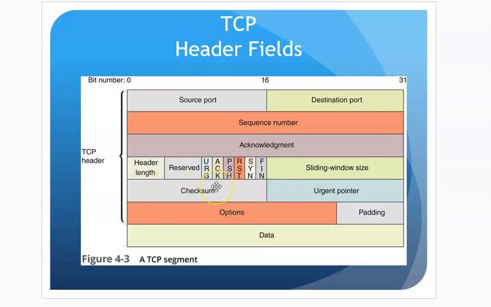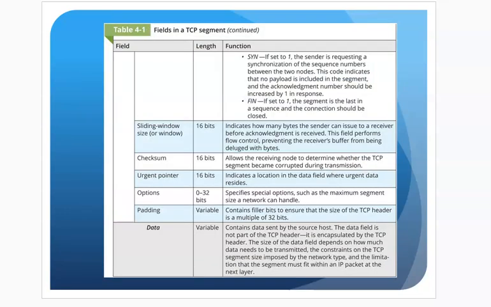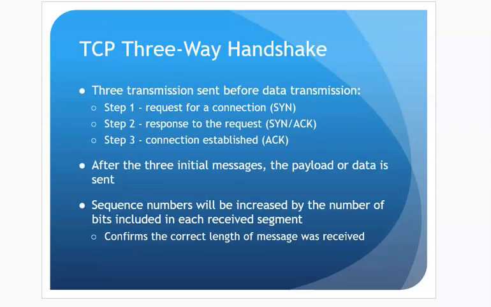Checksum is a basic error check on the data. Before I send, I do a quick calculation, put that number in there, and the receiving end does the same thing. If they come up with the same answer, the same number, then we know the data should not be corrupted. And then we finally have our data down here. And that's what we have here with all the header fields.